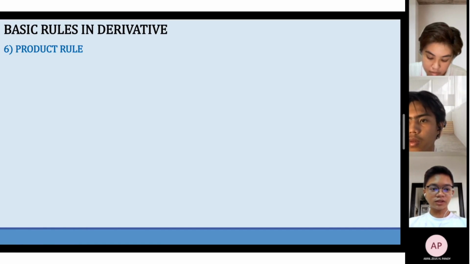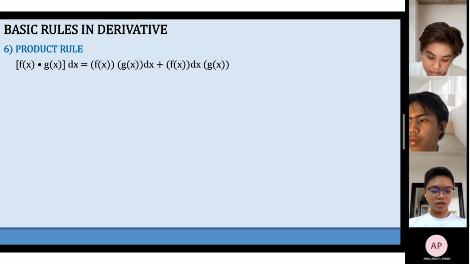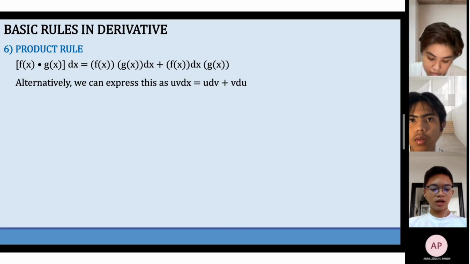So for basic rule number 6, the product rule: the derivative of f of x times g of x dx equals f of x, the first function, times the derivative of g of x, the second function, plus the derivative of f of x times g of x. Alternatively, we can express this as the derivative of u v dx equals u dv plus v du, where u is the first function and v is the second function.